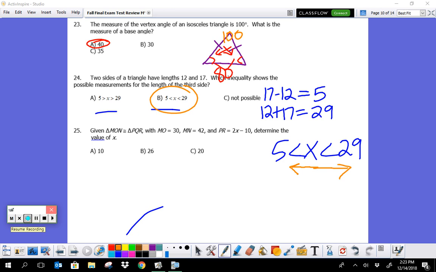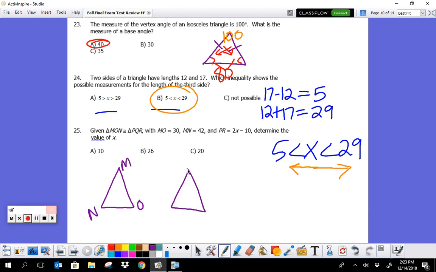All right, number 25. Given that triangle MON is congruent to triangle PQR, with MO is 30, MN is 42, and PR is 2x minus 10, determine the value of x. There's no way to do this unless you have a picture. Okay, so I'm going to say triangle MON and triangle PQR. Make sure you write these in the right order, like M goes with P. So that means the P goes there, Q goes here, R goes here. They're saying MO is 30, MN is 42, and PR right here is 2x minus 10. They want you to find x.